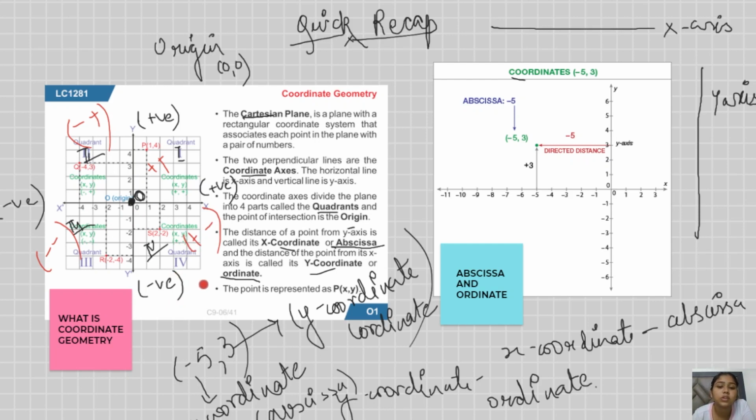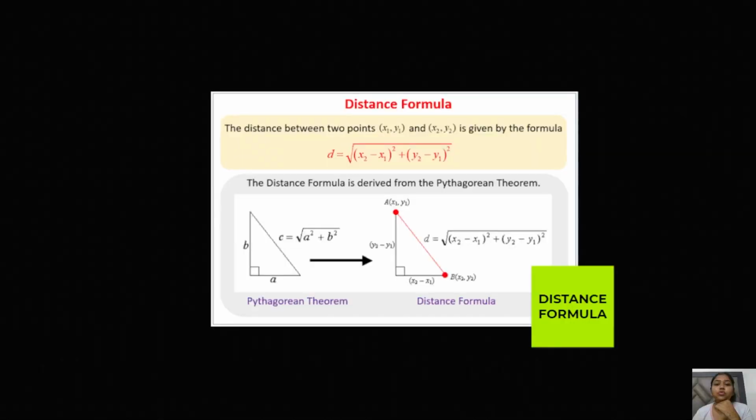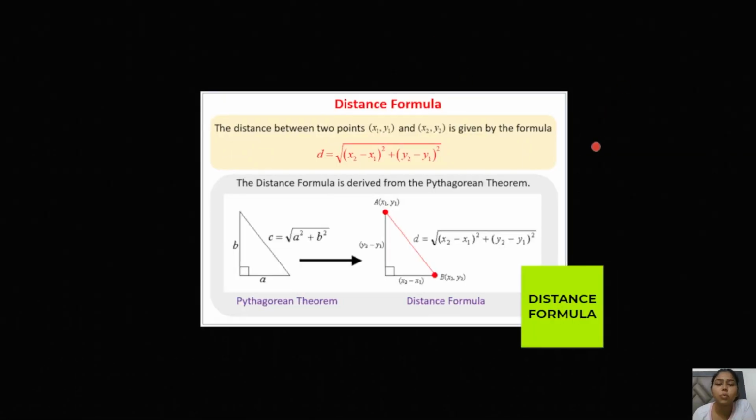What is abscissa, what is ordinate, what is x-axis, what is y-axis, what is origin, what are the points of origin, what are the four quadrants, and what are the particular signs of these four quadrants. Like this is quadrant number 1, this is positive positive, this is quadrant number 2, this is negative positive, this is negative negative, and this is positive negative. I hope this is clear to you, and you know that abscissa always comes first and ordinate always comes second, right? So here we'll move on to our main topic.